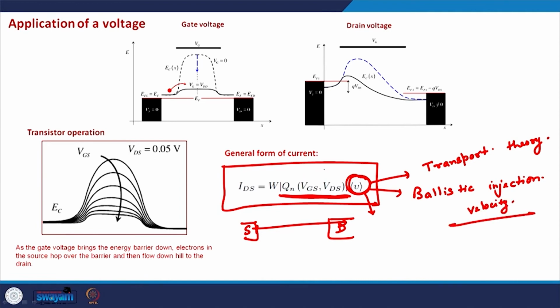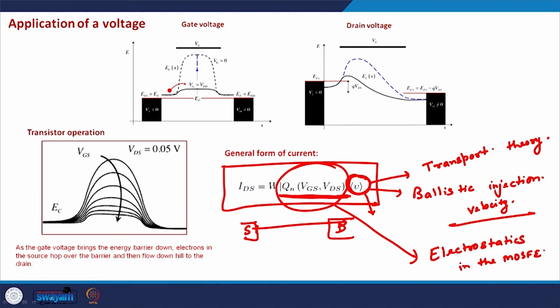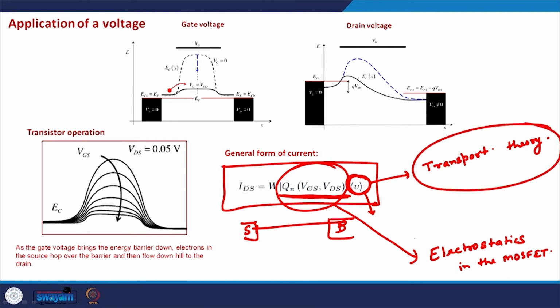and this charge profile inside the MOSFET is because of the application of the gate voltage and the drain voltage. This is typically the subject matter of electrostatics, or depends on the electrostatics inside the MOSFET. So, in order to understand MOSFET physics, the electrical characteristics of the MOSFET, we need to understand the electron transport through the system, and the electrostatics in the system.